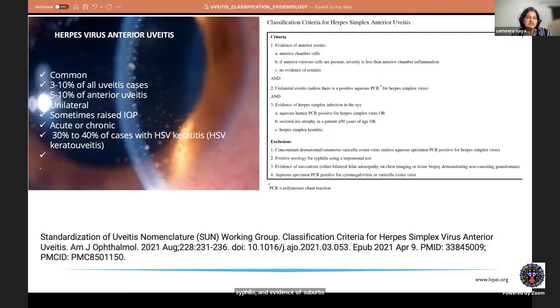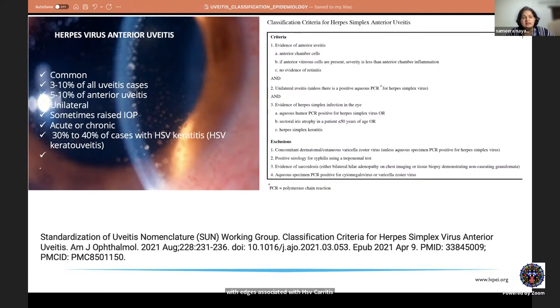Next is herpes virus anterior uveitis. This is very common. 3 to 10% of all uveitis cases are herpes virus anterior uveitis. 5 to 10% of all anterior uveitis constitute herpes virus anterior uveitis. This is unilateral, sometimes presents with raised intraocular pressure. This could be acute or chronic. 30 to 40% of cases are associated with HSV keratitis.